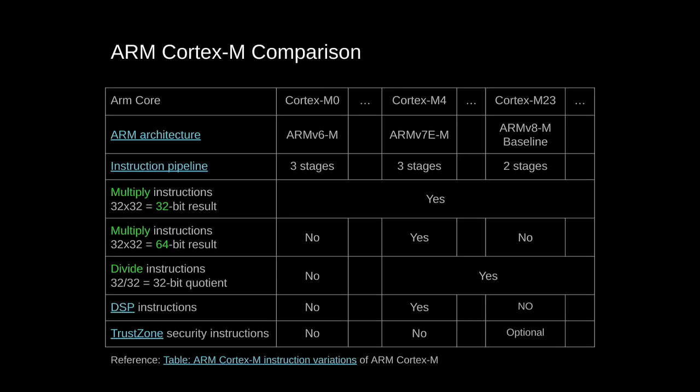Okay, let's start from the MCU level first. ARM supplies the simplest ARM core with the Cortex-M0. If you need something special, for example DSP instructions, then you can choose the Cortex-M4 core. If you want security, you may choose the Cortex-M23 core with the TrustZone security instructions.